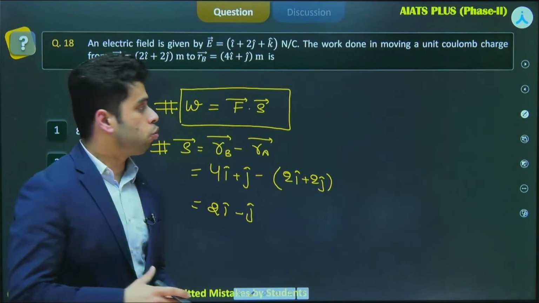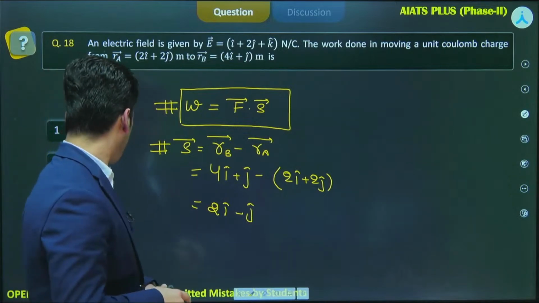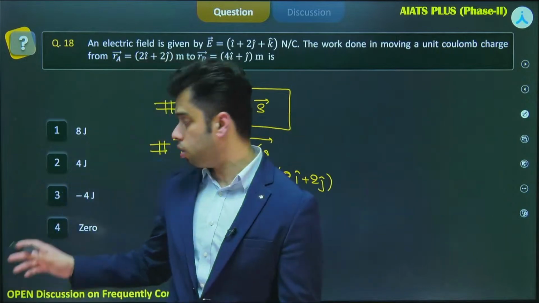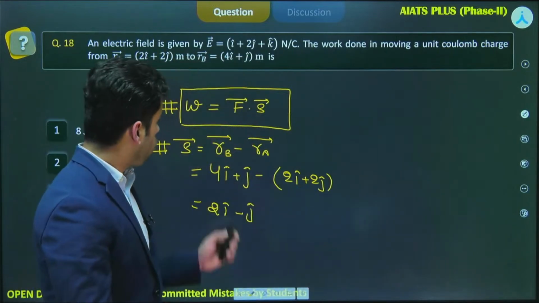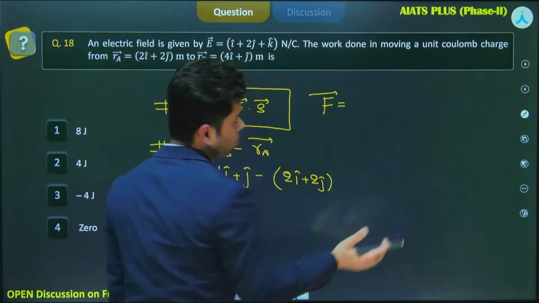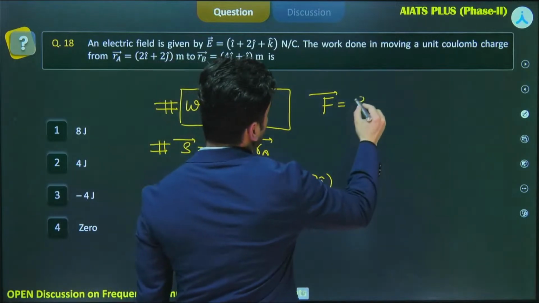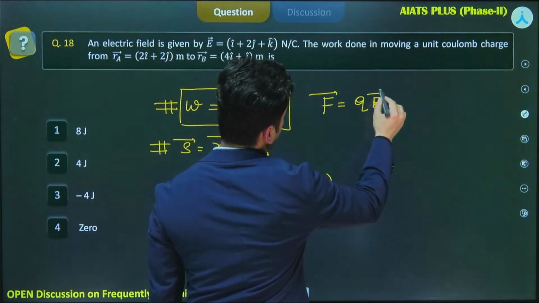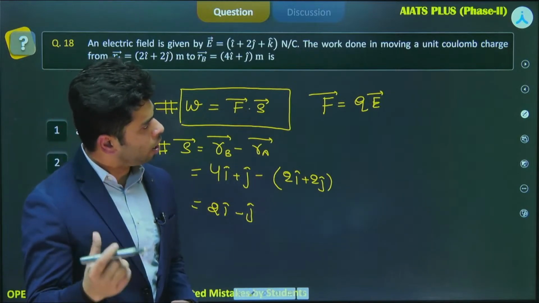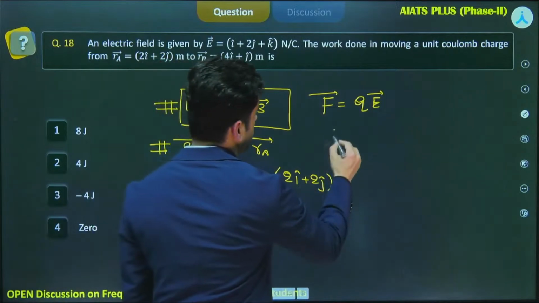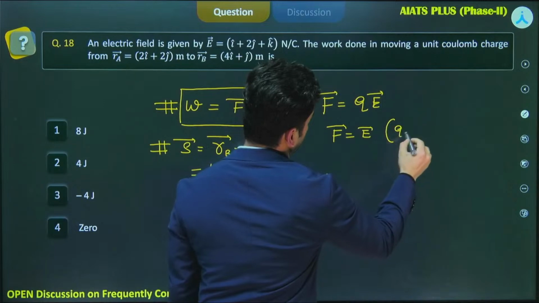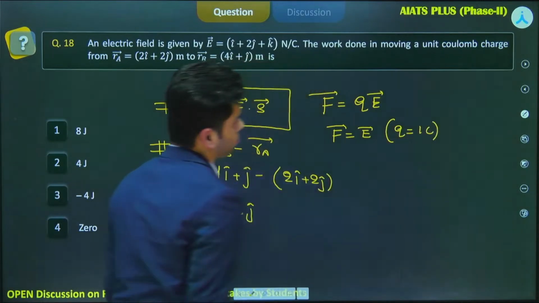The question is how to find, okay, someone is commenting the answer. Someone has commented the answer as minus 4j cap. Let me solve this. Minus 4 joule, sorry, minus 4 joule. So how to find the force vector? If a charged particle is placed in an electric field, the force will be equal to Q times E vector. Now the charge is a unit Coulomb charge. So F vector will be equal to E vector because Q is equal to 1 Coulomb, right?